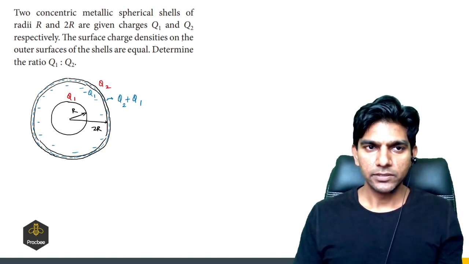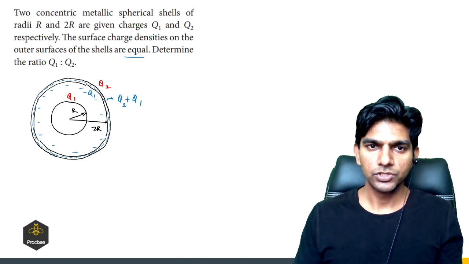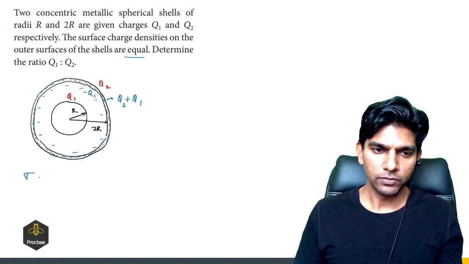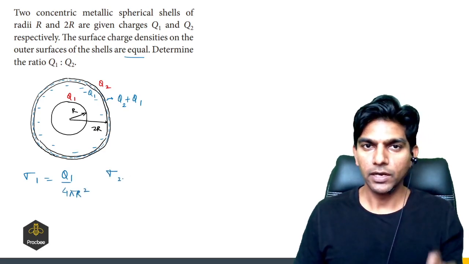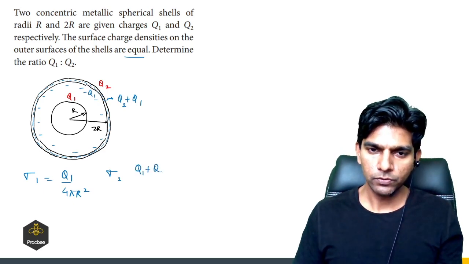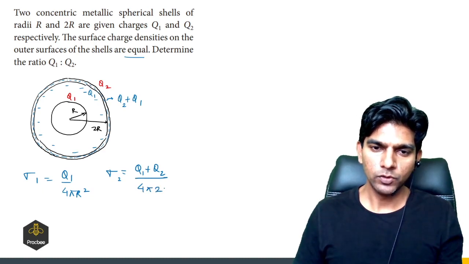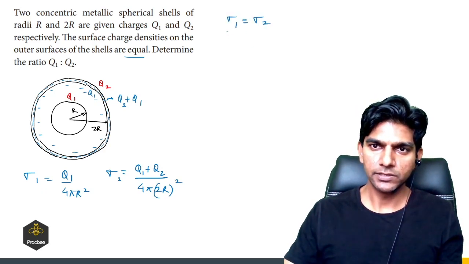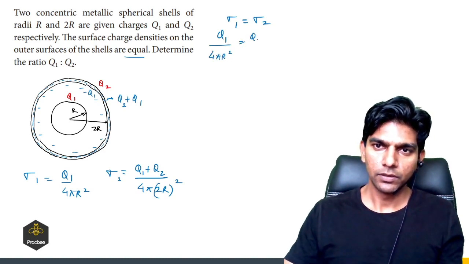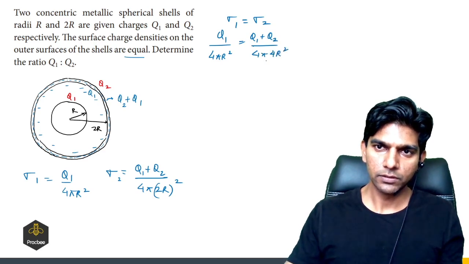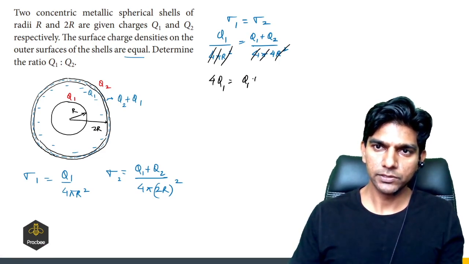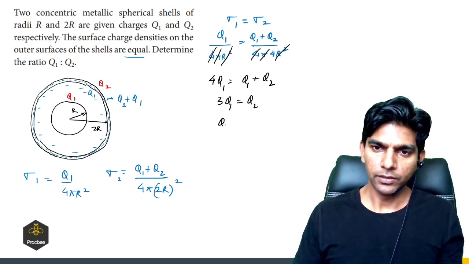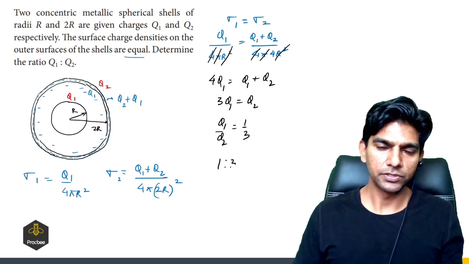Now we are given that the surface charge densities on the outer surfaces of the shells are equal. So the surface charge density on the surface 1 will be q1 upon 4 pi r square, and the surface charge density on the outer surface of the outer shell will be q1 plus q2 upon 4 pi (2r) square. These two surface charge densities are equal, so sigma 1 is equal to sigma 2. So q1 upon 4 pi r square is equal to q1 plus q2 upon 4 pi 4r square. This 4 pi r square will get eliminated. So we have 4q1 equals q1 plus q2, or 3q1 equals q2, and q1 by q2 is equal to 1 by 3. So the answer is 1:3. So that is the answer.